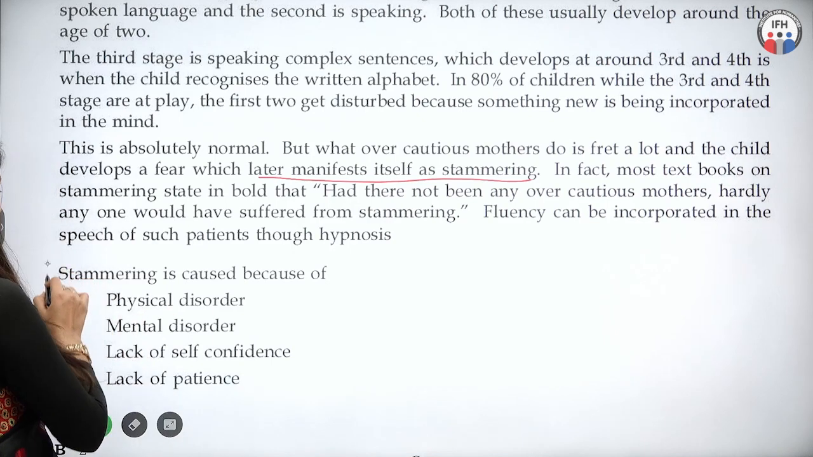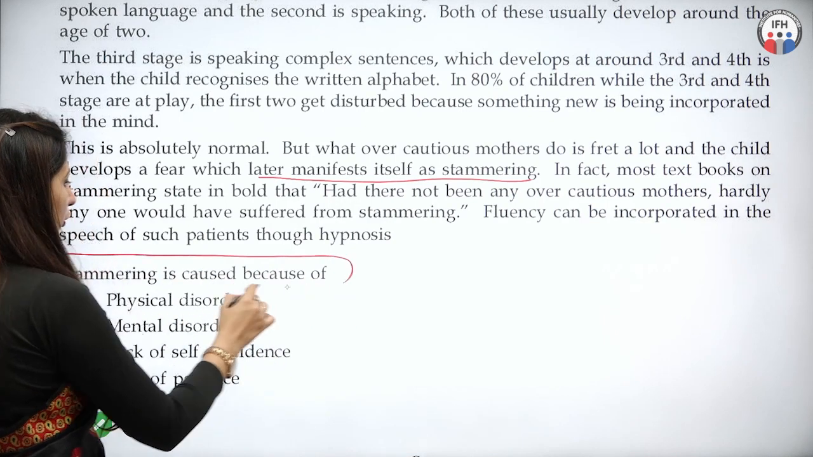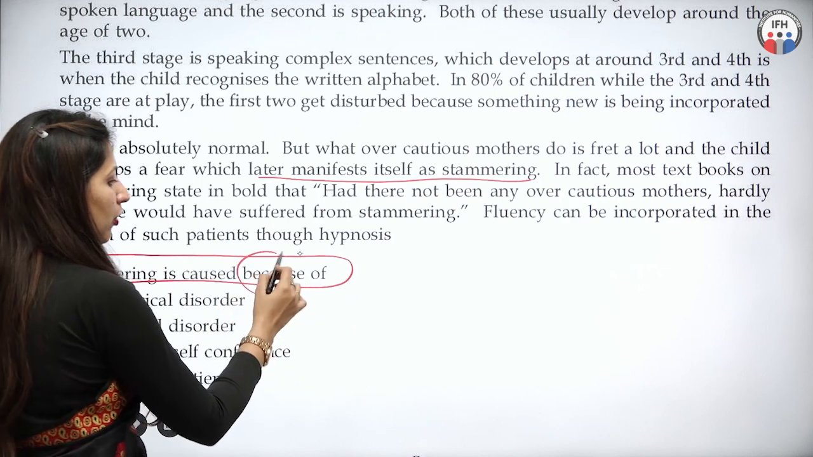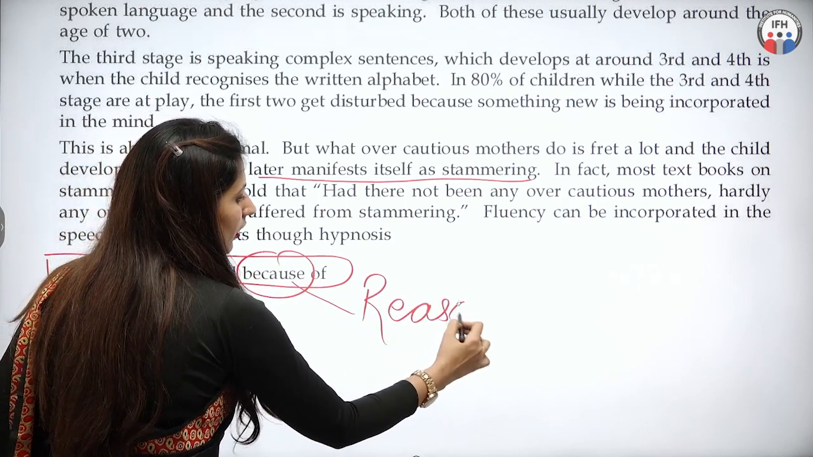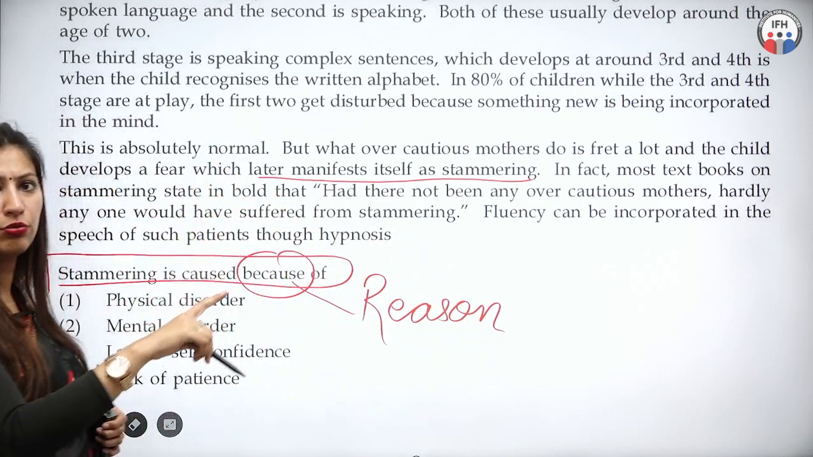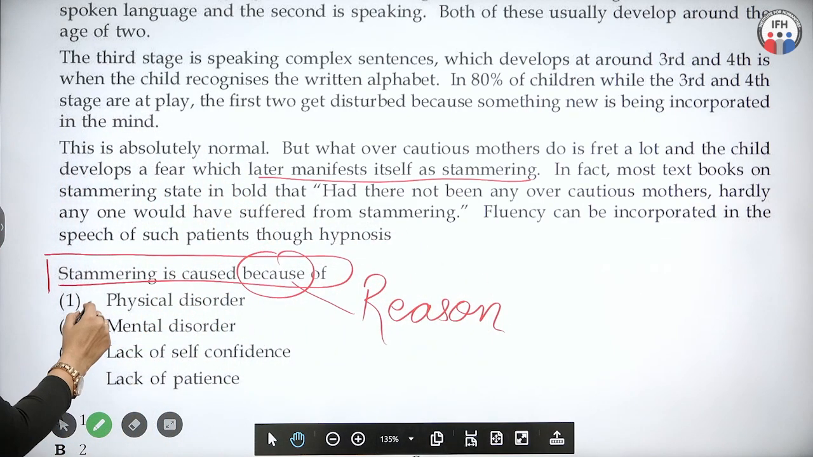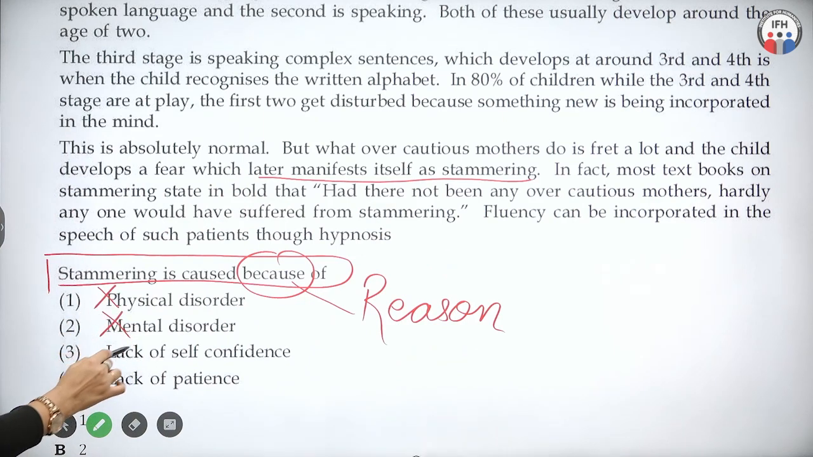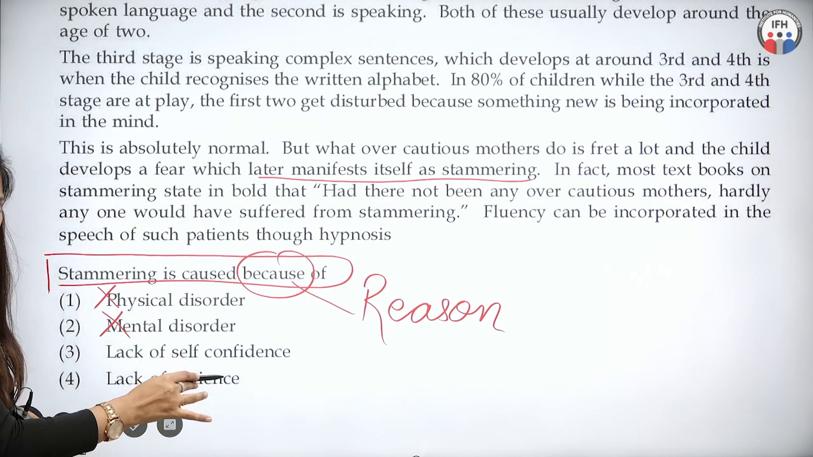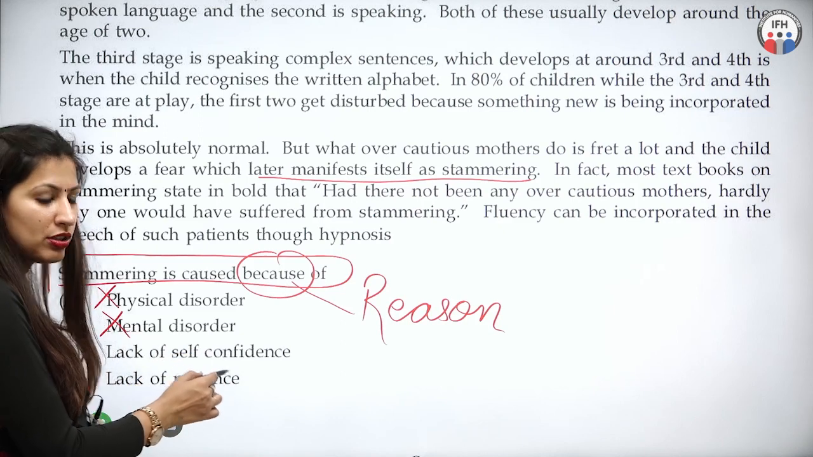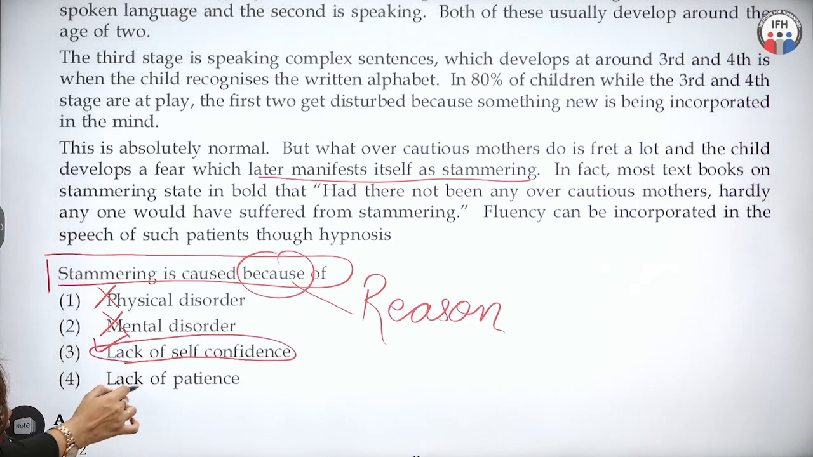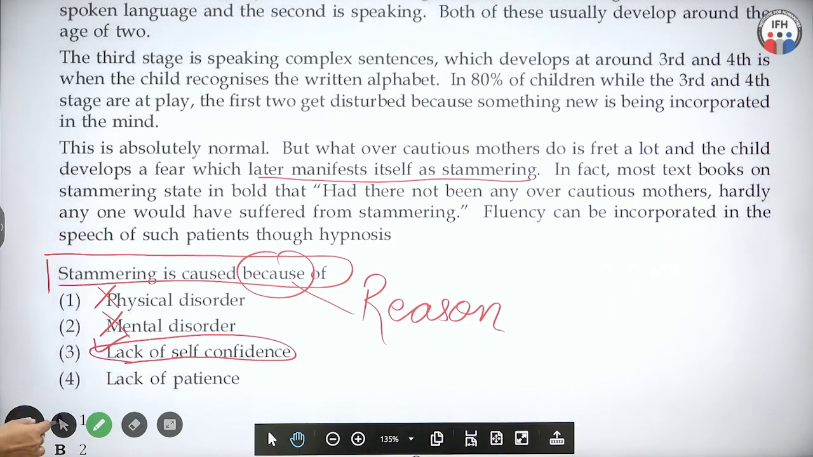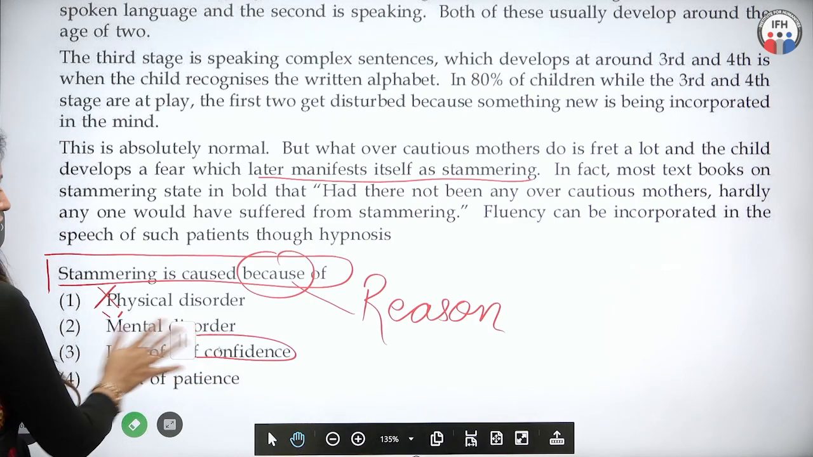Now, what was our question? Stammering is caused because of. So they're asking for a reason, right? So you should understand the question too. Did it happen because of physical disorder? No. Mental disorder? No. Lack of self-confidence of patients? If we need to deal with these two options, we will go with this. It was given in the first line, lack of self-confidence. So that's easy, right? You reach the correct answer.